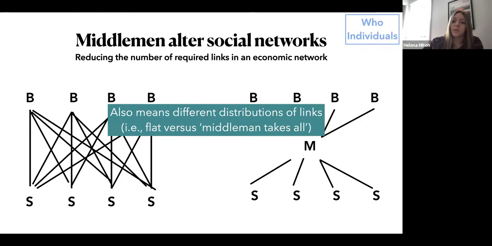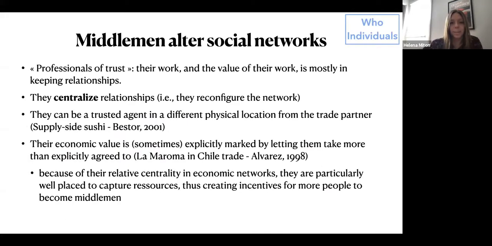It's also interesting because it means a different distribution of links, whereas without middlemen, you get a flat distribution with everyone having roughly the same number of links in the network, whereas you get those middleman-takes-all distributions.